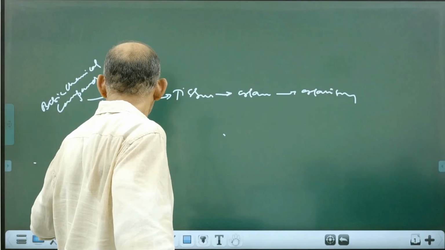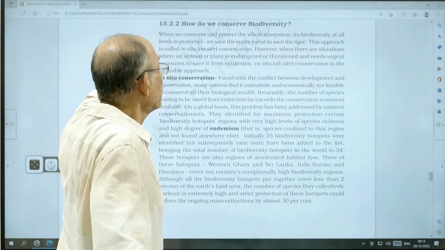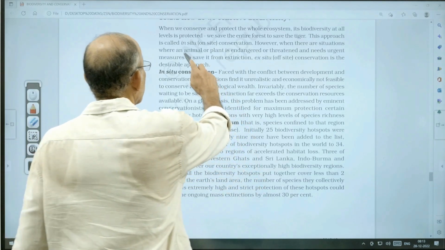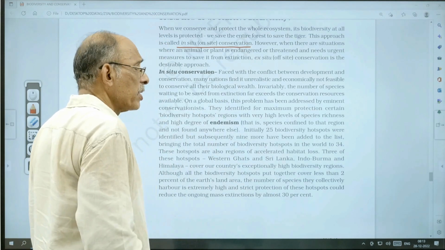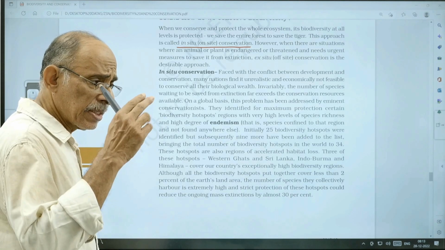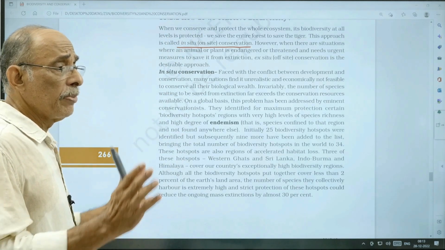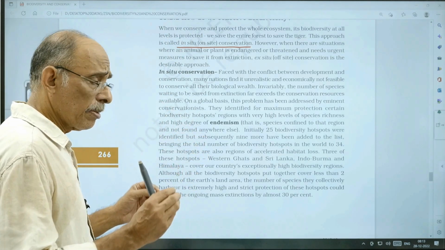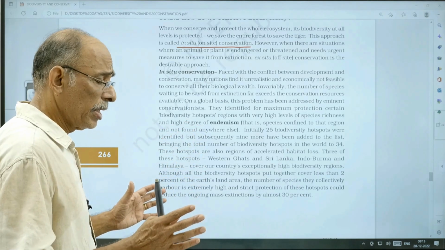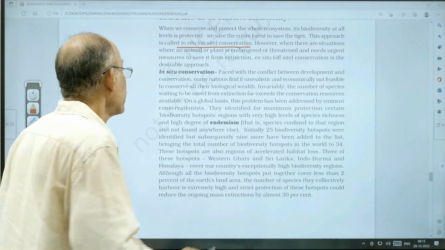Now, how can we conserve this ecosystem? There are three main points by which we can conserve. One is in situ conservation, on-site conservation, where a particular plant or animal is conserved there itself. To protect the tiger, we protect a huge area, so we make it a tiger reserve. Or to protect a particular plant, we protect that forest area and mark it as a biosphere reserve. So that is in situ conservation.